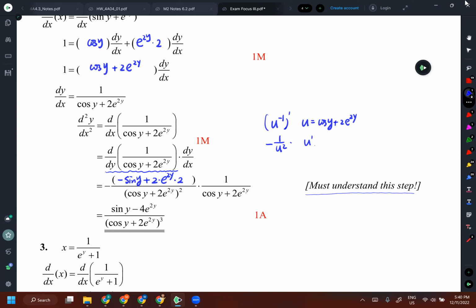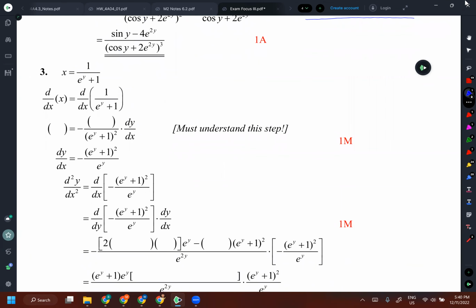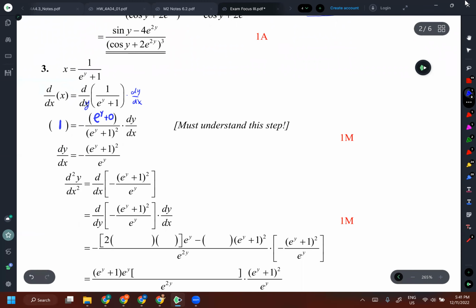Now, we have a very similar procedure in the next question. Question 3. d/dx on both sides, and then the left hand side is 1. Right hand side, again, I change it to d/dy and then dy/dx. You see? Again, there's a negative sign in front. It's a similar procedure. I'm just doing -1 over u squared times du/dy. That's why there's a negative sign. And then the first derivative is found, and the second derivative.